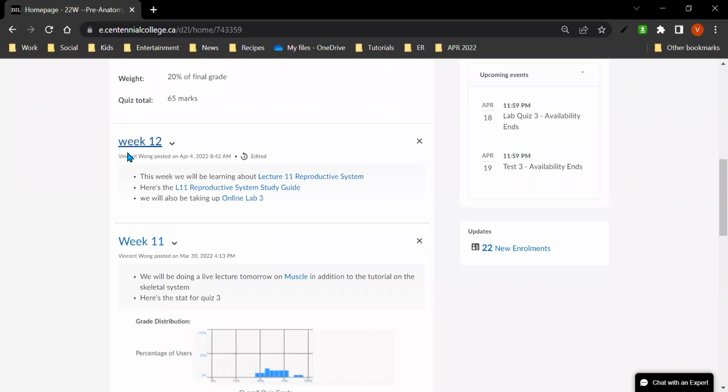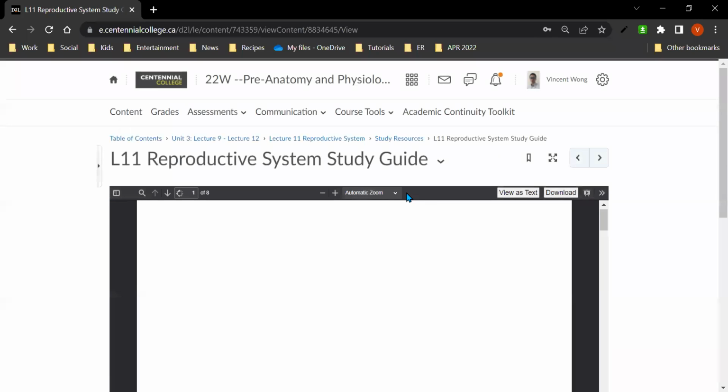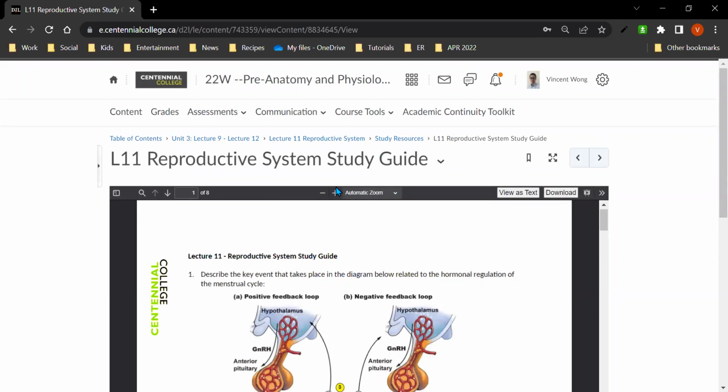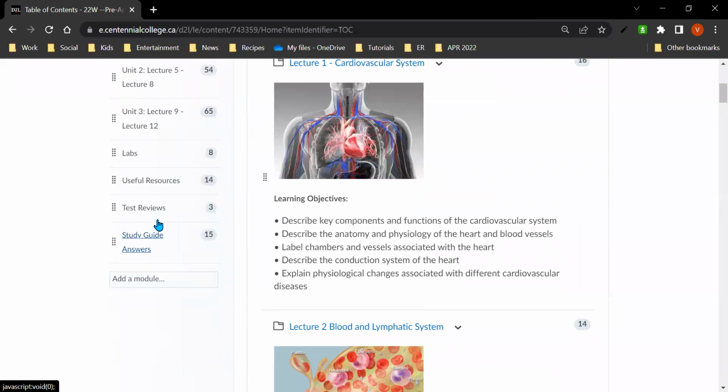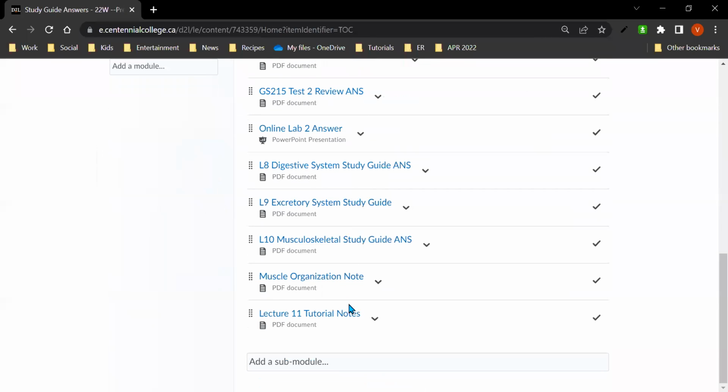Sure. So every time after the tutorial in the announcement, I would say, here is the whatever study guide, right? So you just click on that and it will take you to it. Okay. But basically, you can go to the table of contents. Use here, study guide answers. You see that right here? Yes. And then that's all of them, right? So then I'll post a new one right here. Okay. All right. Thank you. If you can't find it, just email me. I'll send it to you. Okay. All right. Thank you. No problem.